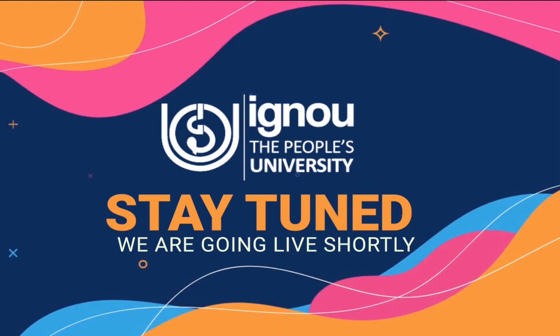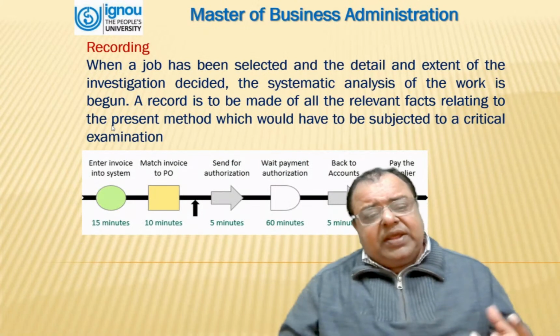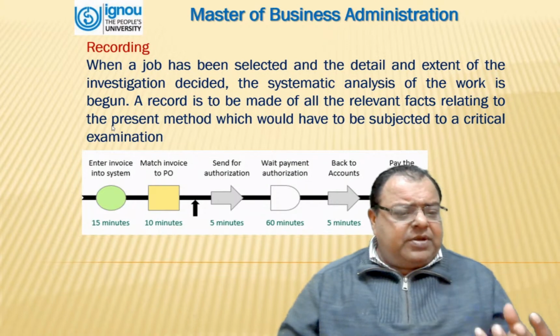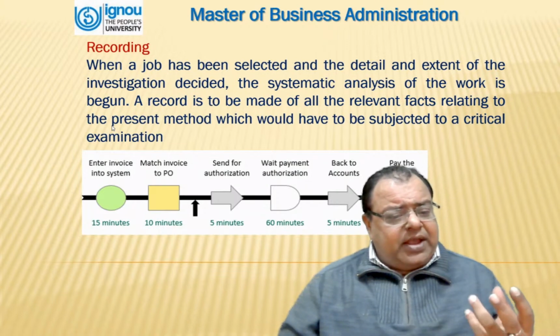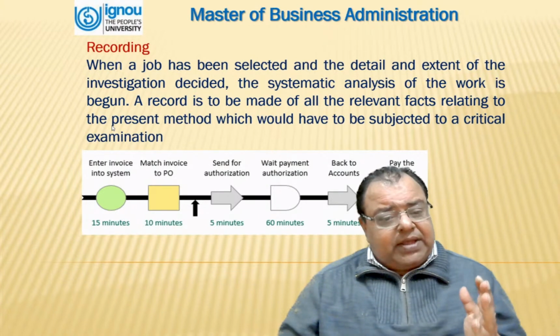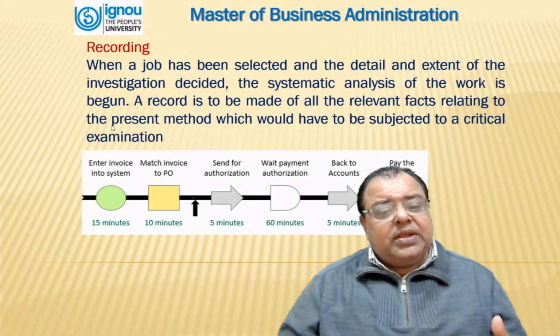A record is to be made of all the relevant facts relating to the present method, which would be subjected to a critical examination. We can see over here a system where information enters: enter the invoice into the system, which takes 15 minutes for processing. Then we have to match the invoice with the purchase order. Takes 10 minutes.